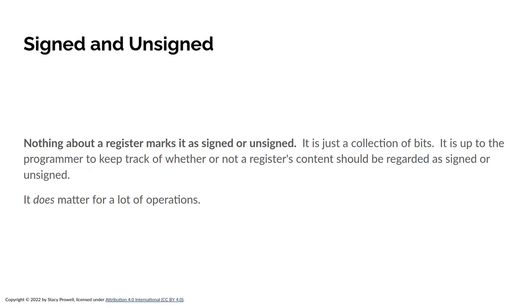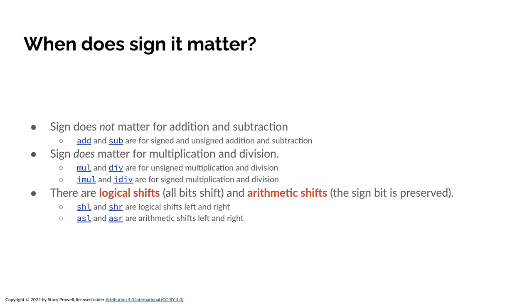Signed and unsigned. Nothing about a register itself marks it as either signed or unsigned. It's just a bag of bits, okay? It's up to you, the programmer, to remember whether you intend its content to be signed or unsigned. And while it may not matter for adding and subtracting, it does matter for a lot of other things. On the x86, there's an add and a sub instruction, and those are for both signed and unsigned addition and subtraction. Doesn't matter, as we just showed. But sign matters for multiplication and division, okay? And so there are instructions for unsigned multiplication and division, mul and div.